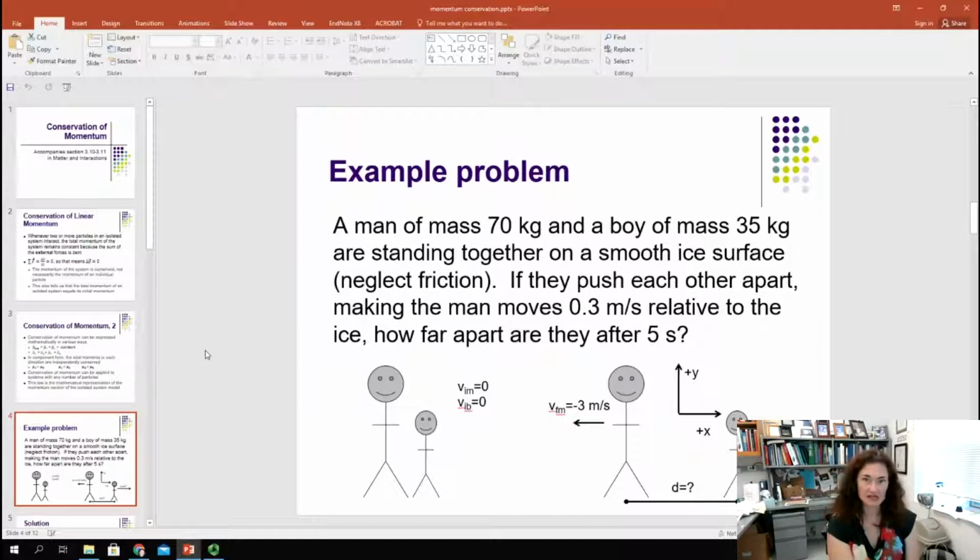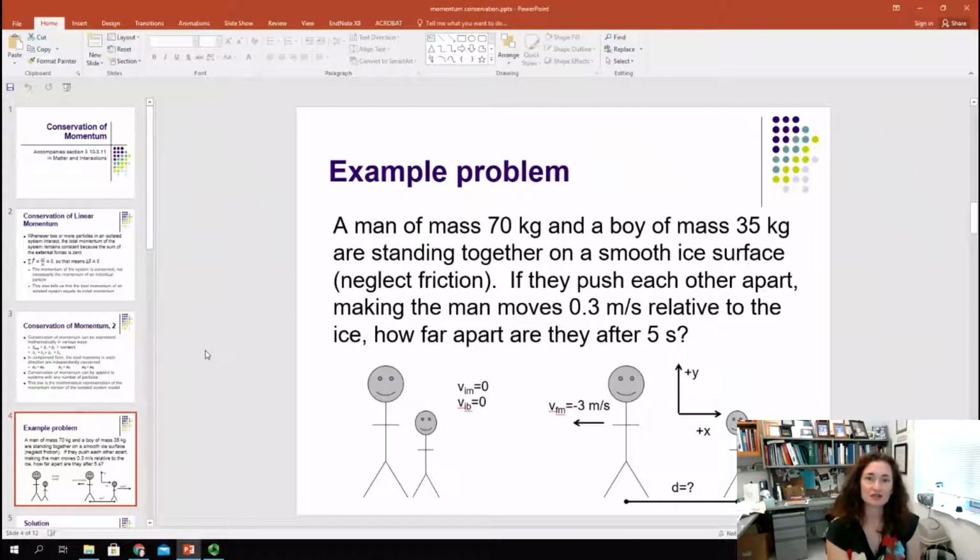Okay, so the idea here is that the man and the boy are standing next to each other. They're on skates on ice or whatever. They give each other a push. The man goes one way, and to conserve momentum, that of course means that the boy has to go the opposite direction. Okay? So, first step in any good physics problem is, if you can, draw yourself a picture. Given my limited artistic skills, I've done that here.